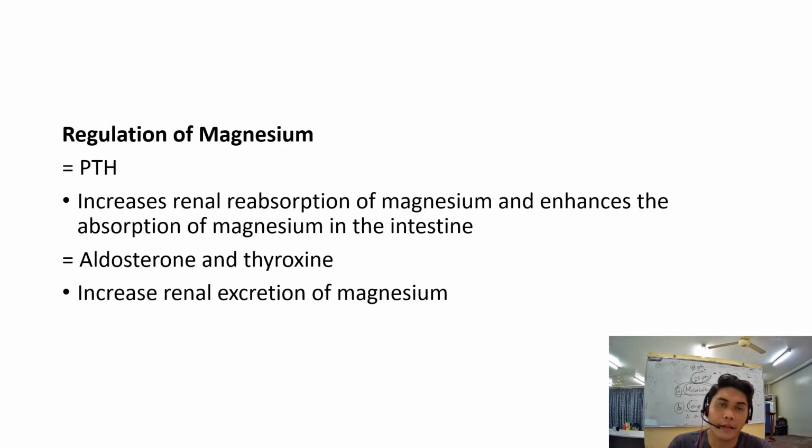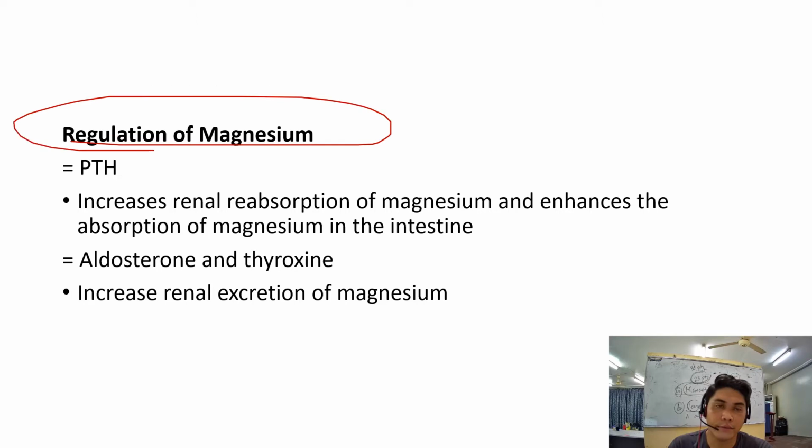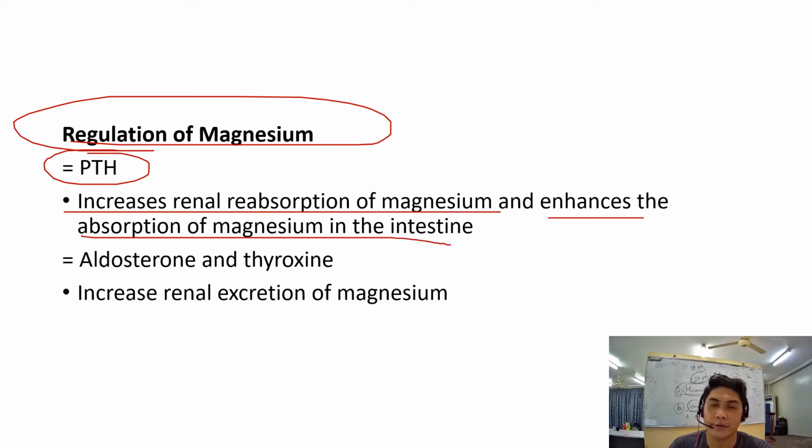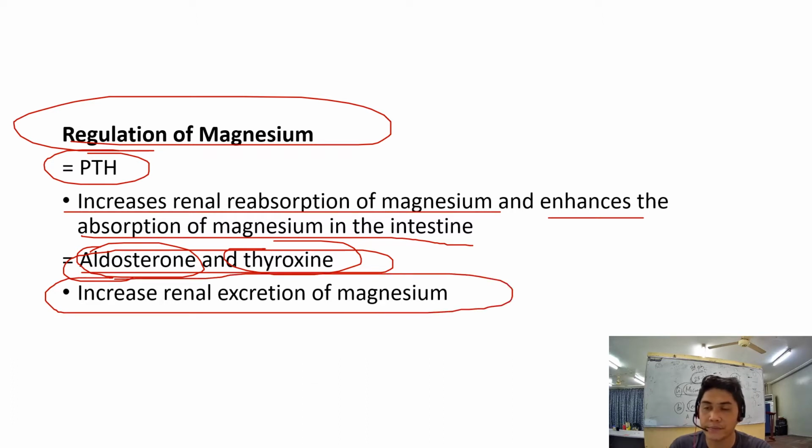Now, for the regulation of magnesium, first is the hormone PTH. PTH increases renal reabsorption of magnesium and enhances the absorption of magnesium in the intestine. The next, aldosterone and thyroxine. Aldosterone from your renal cortex and thyroxine from your thyroid gland, these hormones increase renal excretion of magnesium. So PTH increases magnesium concentration. Aldosterone and thyroxine decrease magnesium concentration.